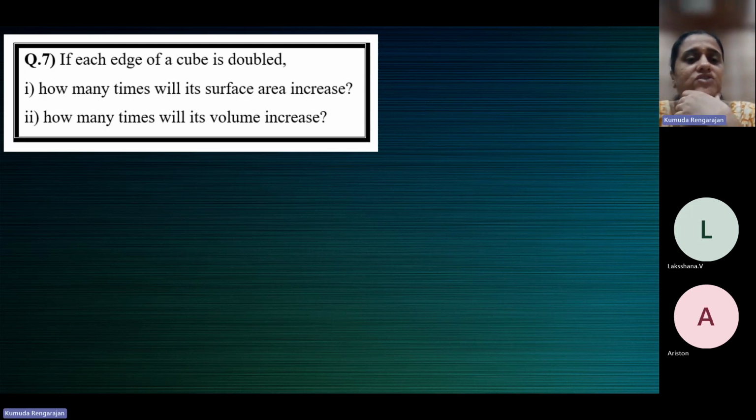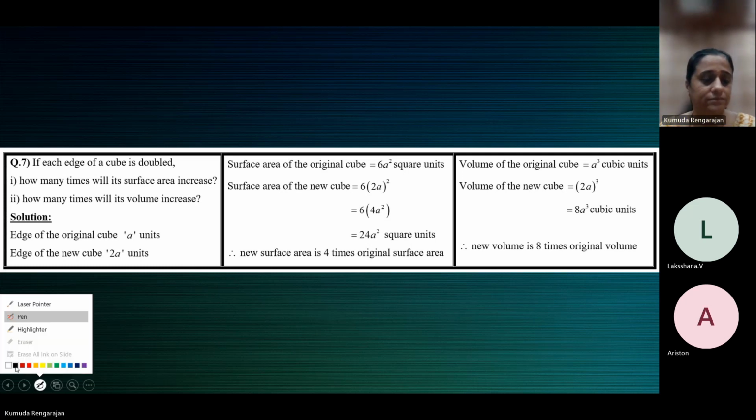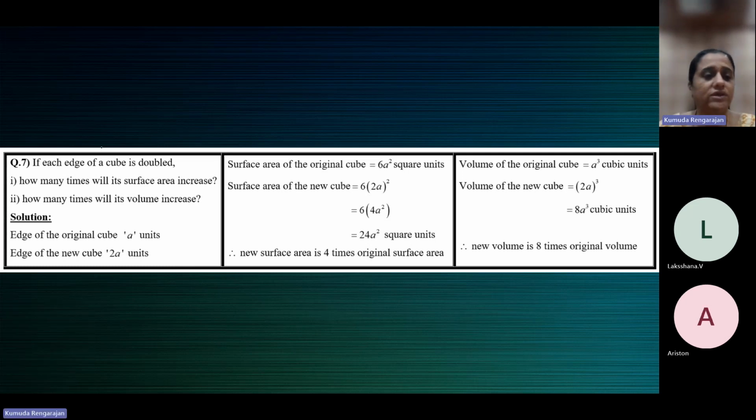So here, if each edge of a cube is doubled, how many times will its surface area increase? How many times will its volume increase? All right. So the edge is doubled. So A becomes 2A. Original edge A. New edge 2A.